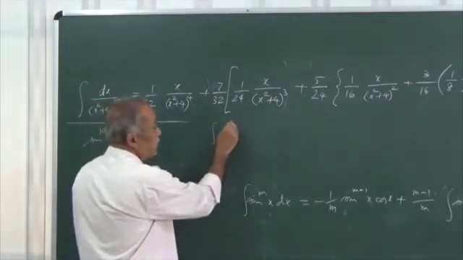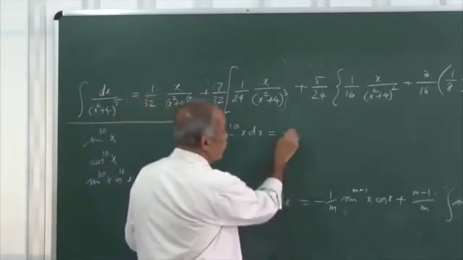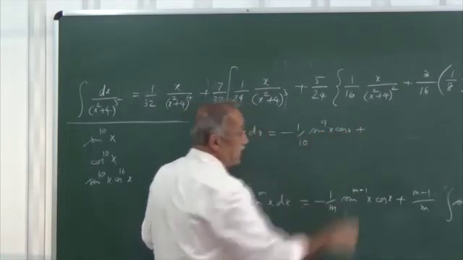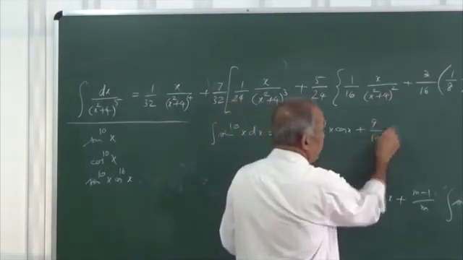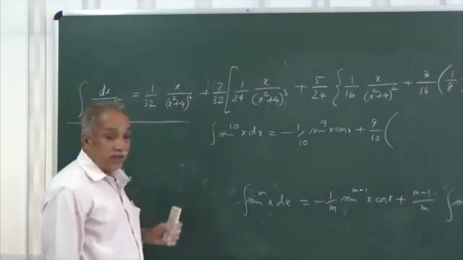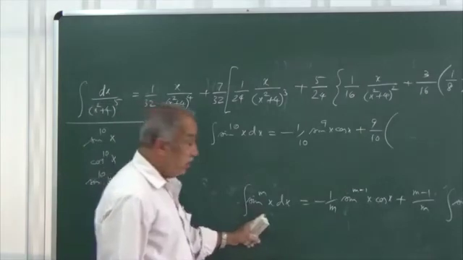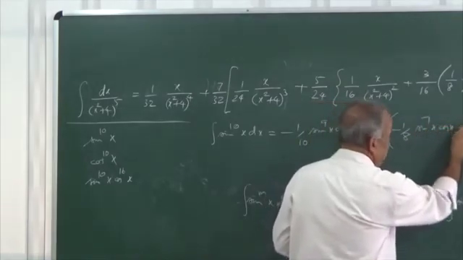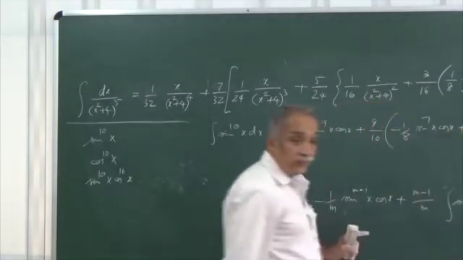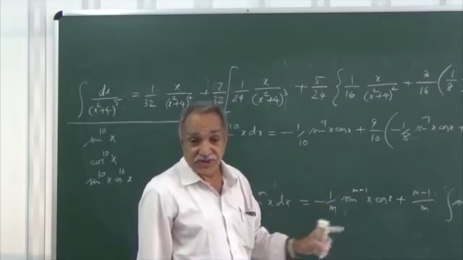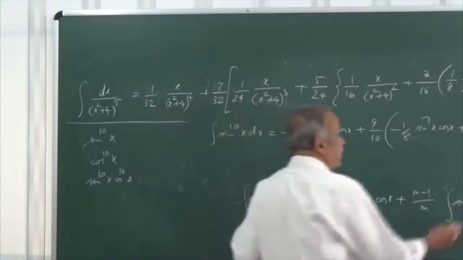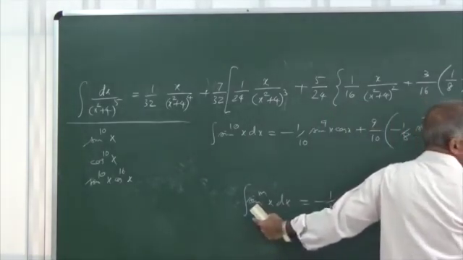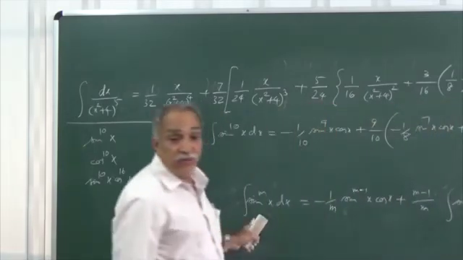Okay, integral sin power 10x dx is minus 1 by m, 10, sin power 9x into cos x plus m minus 1, 9 by 10 into integral of sin power 8. Integral sin power 8 will be minus 1 by 8 sin power 7 into cos plus 7 by 8 integral of sin power 6. Integral sin power 6 will be minus 1 by 6 sin power 5 into cos plus 5 by 6 into integral of sin power 4.